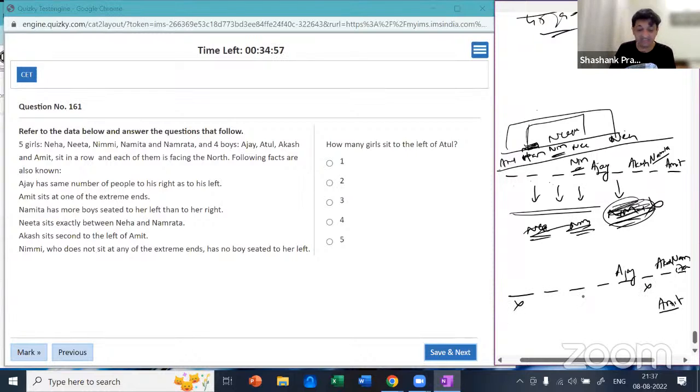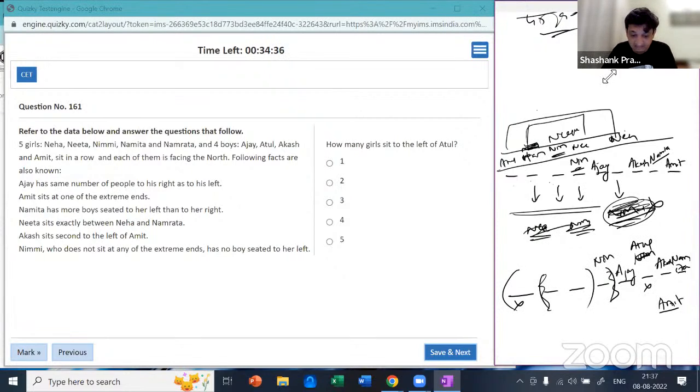Nimmi has 3 places to sit. And Neeta is exactly between Neha and Namrata. I think what they mean is this. Nimmi will not be here, otherwise this cannot happen. So this is basically what they mean. I think this is Nimmi, and this is Atul. Yeah, this makes sense. Still makes sense.